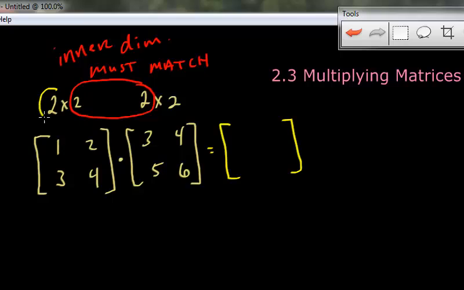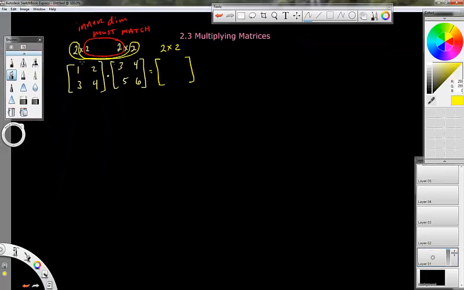So if I circle this, check this circle out, like that, that's my dimensions of the answer matrix. So the outer dimensions is the dimensions of the answer matrix. So this is, of course, going to be a 2 by 2. This is called a square matrix. Okay? So now, you remember that a number inside of a matrix is called an entry.